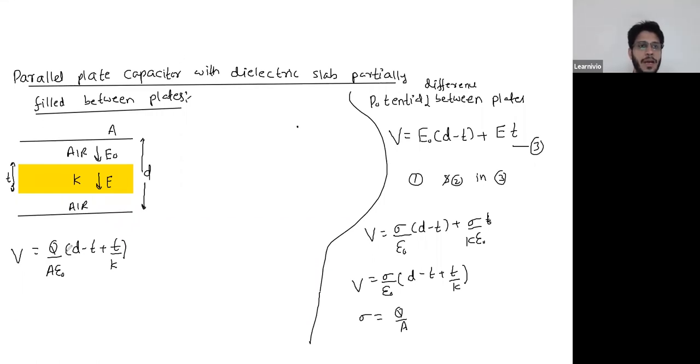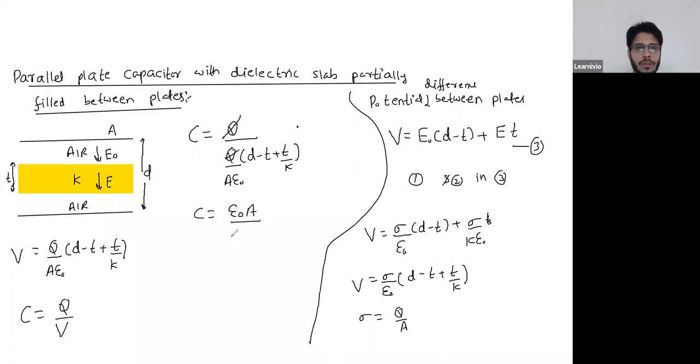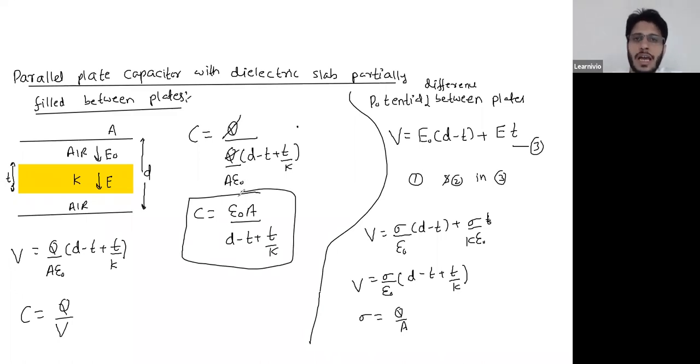Next, we can calculate capacitance. Capacitance is the ratio of charge and potential difference. So capacitance is the ratio of charge Q and potential difference, which is Q by A epsilon naught, D minus T plus T by K. This Q will cancel this Q and your capacity comes out to be epsilon naught A over D minus T plus T by K. This is the expression of capacitance of a parallel plate capacitor if a dielectric slab is introduced partially.